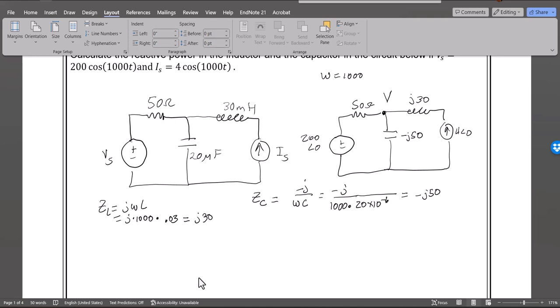Then I could say V minus 200 angle 0 over 50 plus V over minus J50 minus 4 angle 0 equals 0.